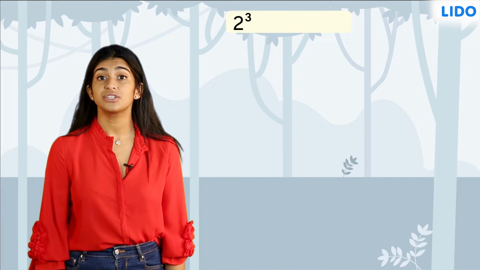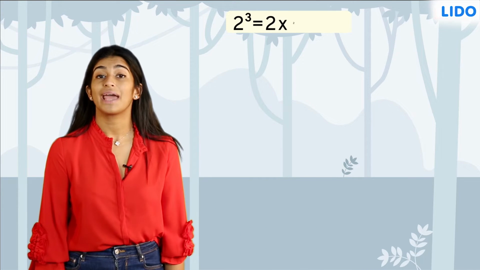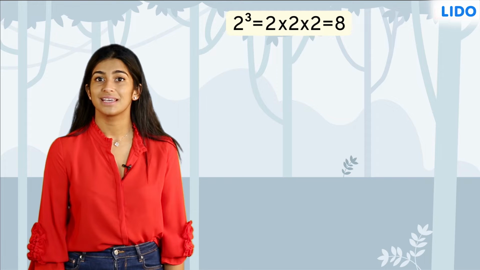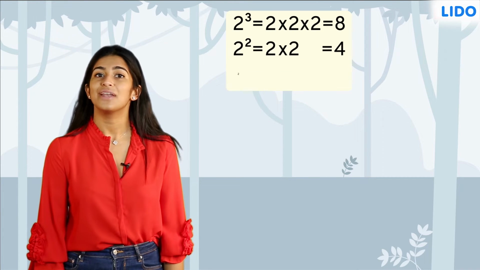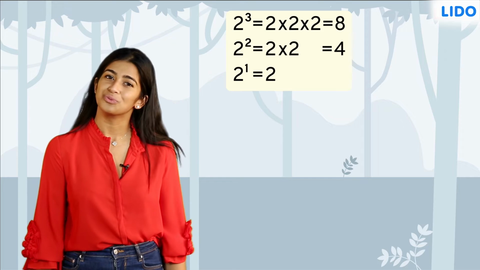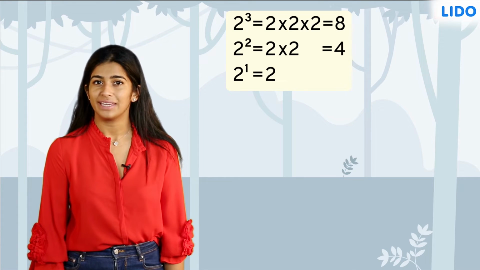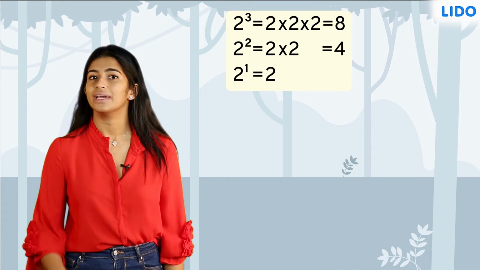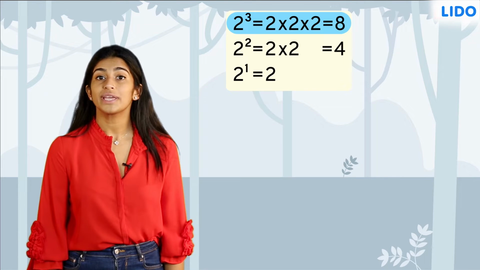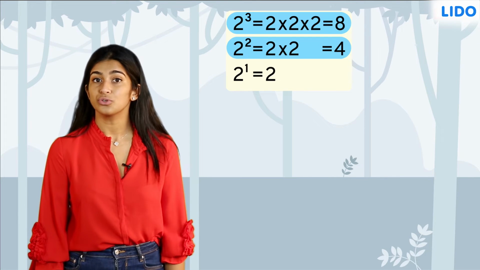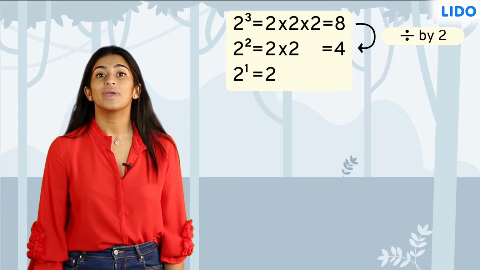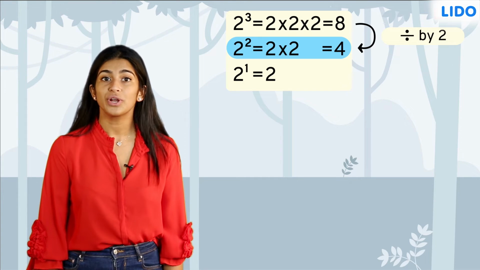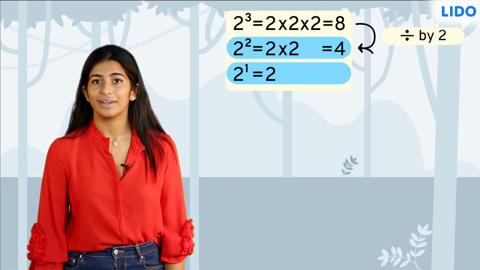We know 2 raised to 3 is equal to 2 multiplied by itself 3 times. 2 raised to 2 is 2 multiplied by itself 2 times, and 2 raised to 1 is 2. If you notice carefully, there is a pattern being formed here. To go from 2 raised to 3 to 2 raised to 2, we will have to divide by 2. Similarly, we divide by 2 to go from 2 raised to 2 to 2 raised to 1.